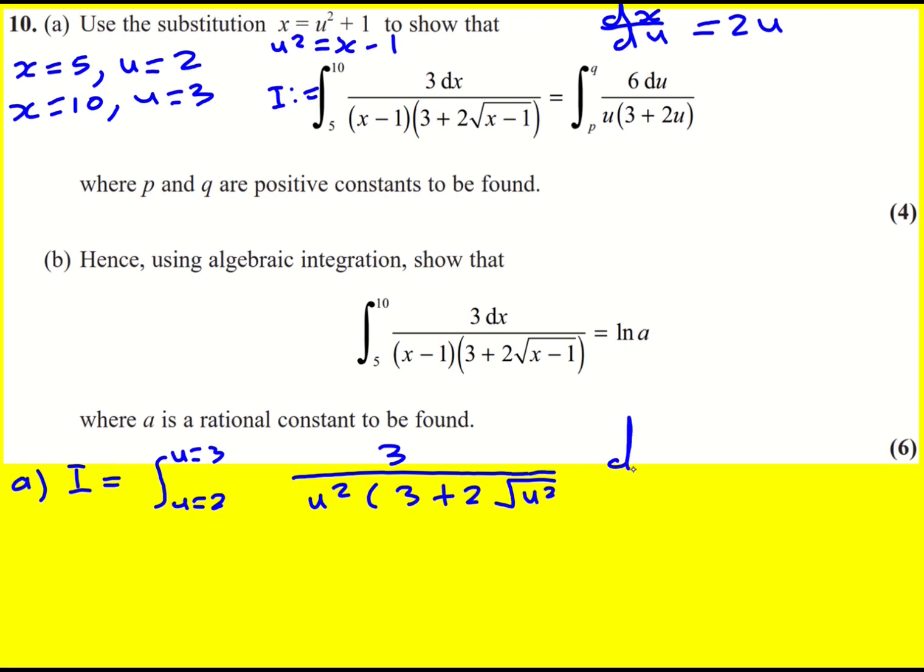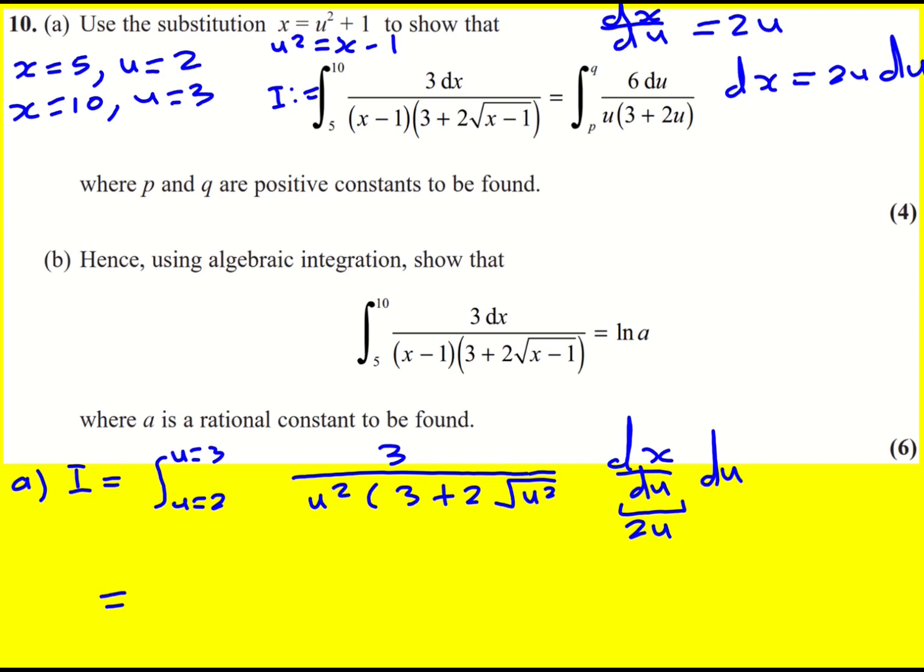And then we've got two options for what we do now. We can either replace dx by du, write this as 2u, as we see above, or you might be somebody who makes dx the subject, then we get dx is equal to 2u du. In both cases, we get 2u du.